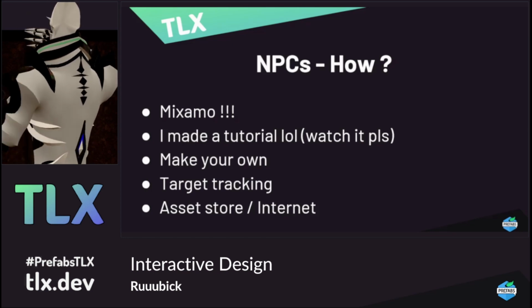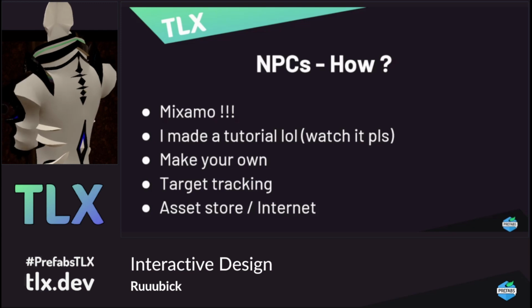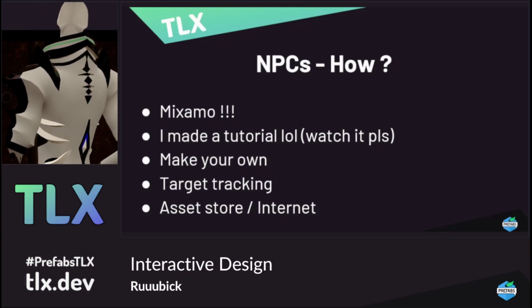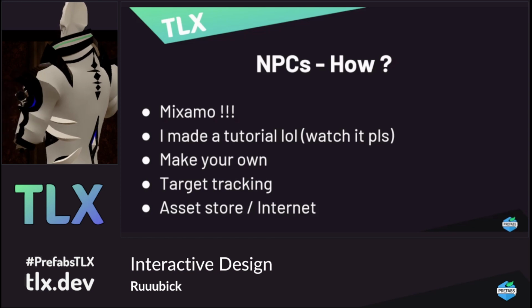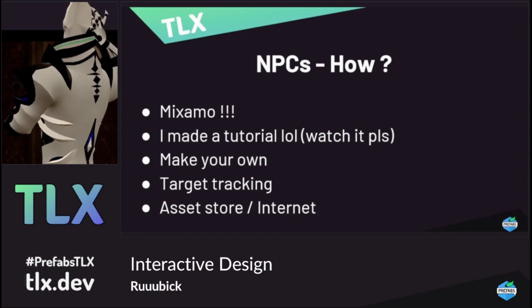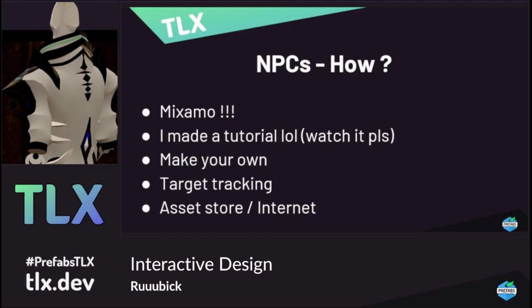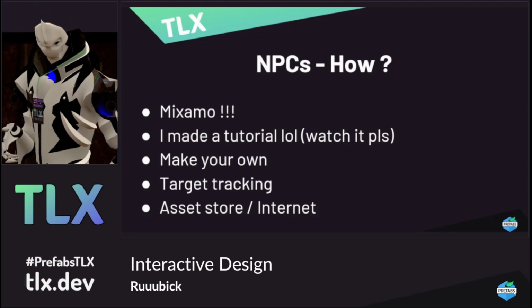As for where to get those NPCs or animations, you have the asset store. Unity has a lot of stuff, way too much. And the internet too has so many resources. Mixamo is always the main choice, but generally you can find a lot of animations for NPCs on the internet.